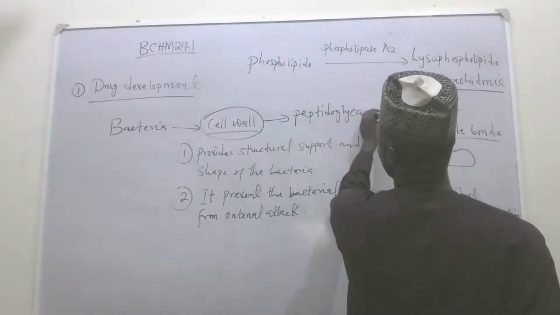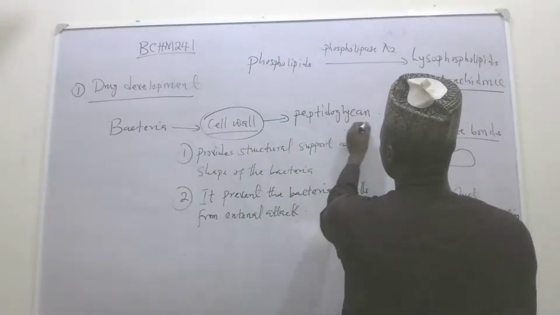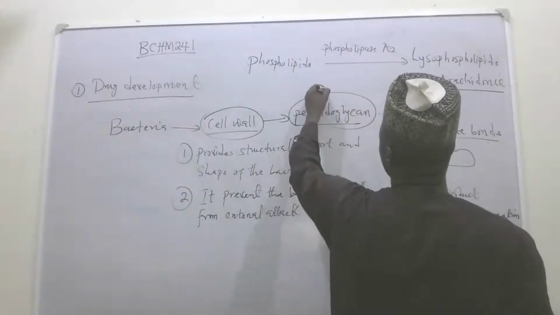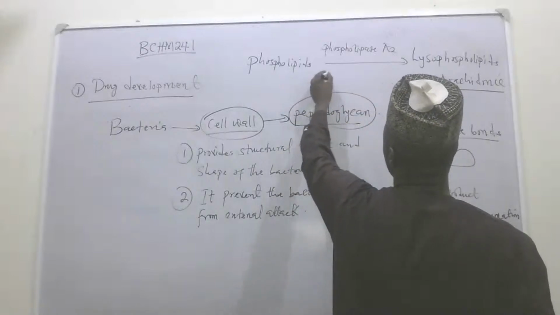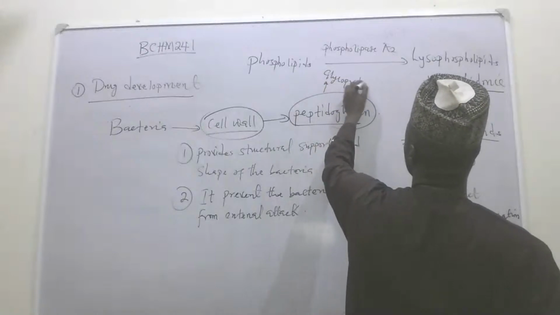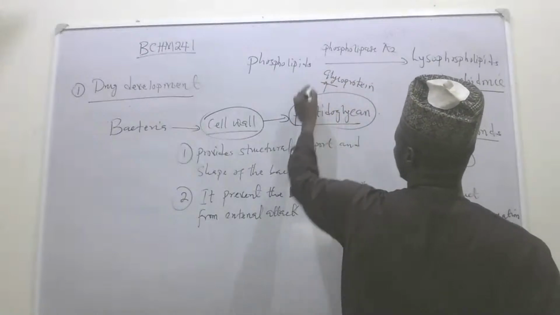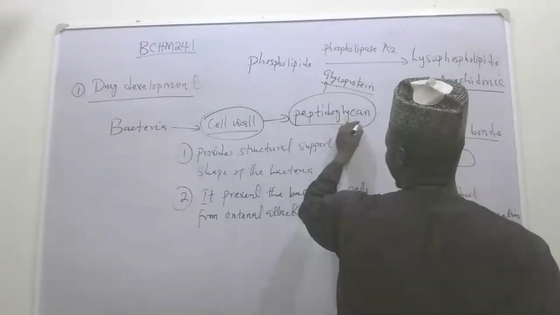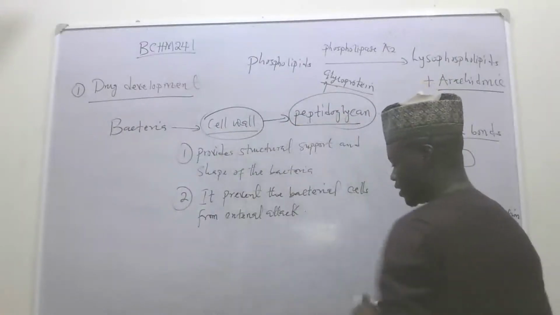Peptidoglycan. So in the cell wall of bacteria, they have glycoproteins, and this glycoprotein is called peptidoglycan, which is found in the cell wall of the bacteria.